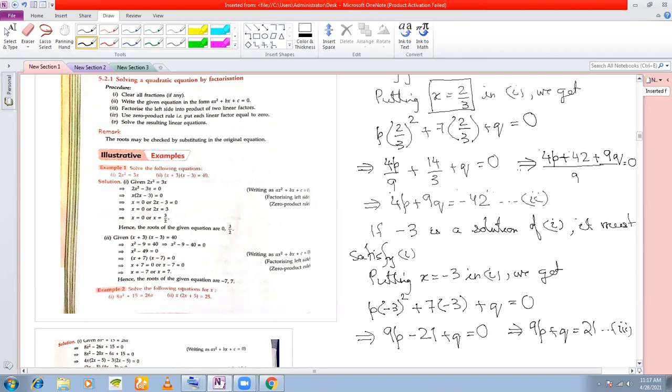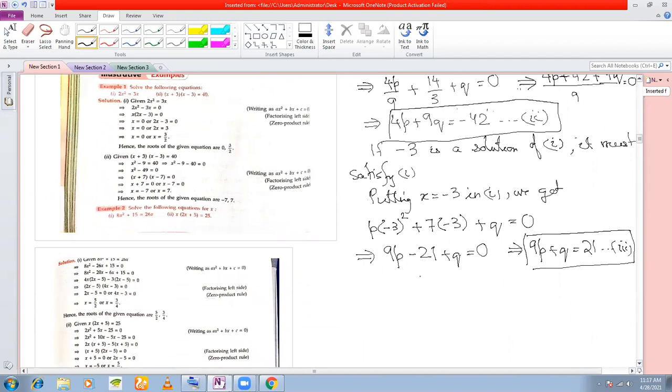Now if you see, equation number 2 and 3 can be solved simultaneously to solve for p and q. Let us solve these two equations by elimination method. You see that the coefficient of q here is 1 and the coefficient of q here is 9. So you multiply equation 3 by 9. You write equation 2 as it is, 4p plus 9q is equal to minus 42, and multiply equation number 3 by 9. So you get 81p plus 9q is equal to 189.